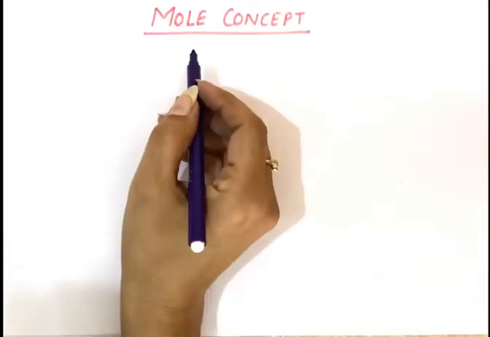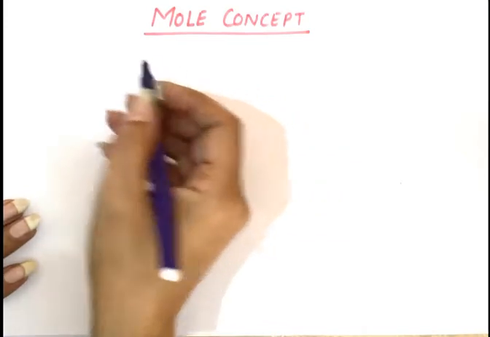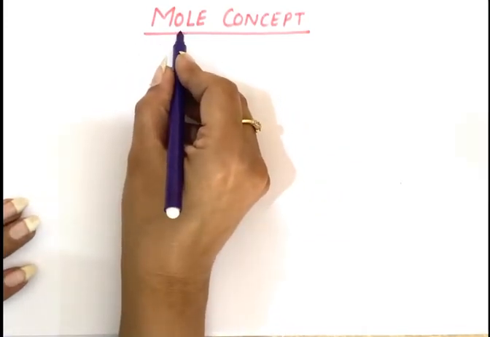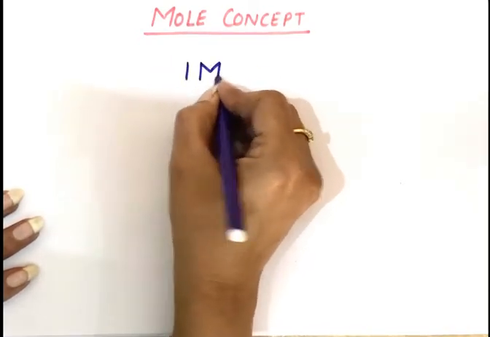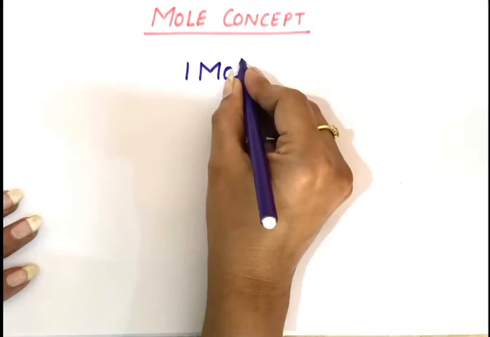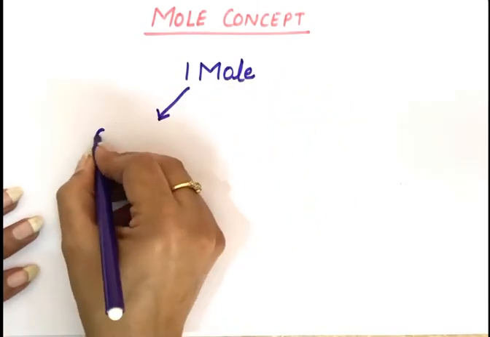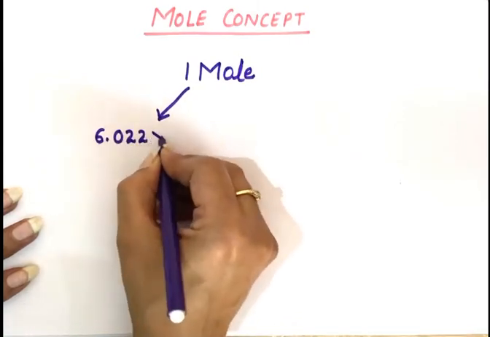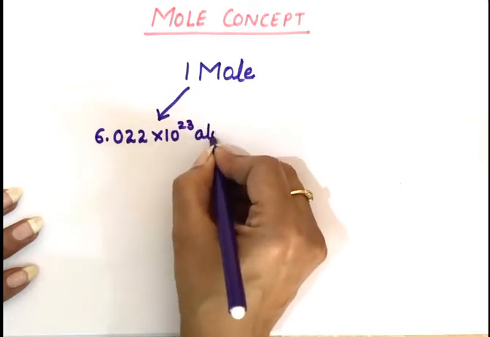Next topic in the atoms and molecules chapter is the mole concept. Now, what is the meaning of mole concept? This is taken from the word mole. So, first of all, we understand what is the meaning of mole. If I take 1 mole quantity, it's a quantity. If I'm taking 1 mole quantity, that means there are 6.022 into 10 raised to power 23 atoms in it.